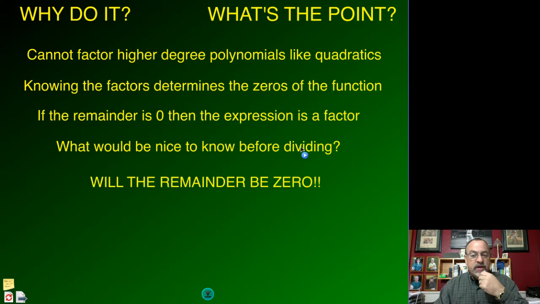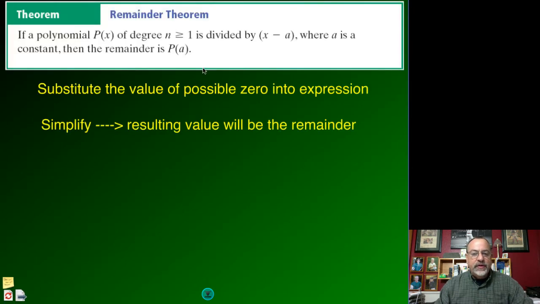And actually, there is a way that we can know that. If we know that the remainder is 0, we know it's a factor. If we know the remainder is not 0, we know it's not a factor. Also, if we know what the remainder is before we start dividing, then after we do the division, if we get the remainder we're supposed to get, we'll know that we did the division correctly. If we get something different, then we know we've done something incorrectly. So knowing what the remainder will be before we begin to divide would be a nice thing to know. And in fact, there is a way that we can know it, and it's called the remainder theorem.